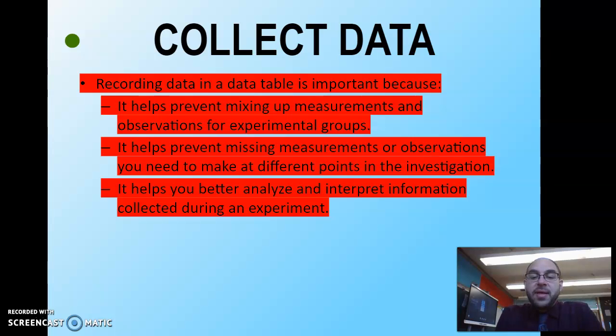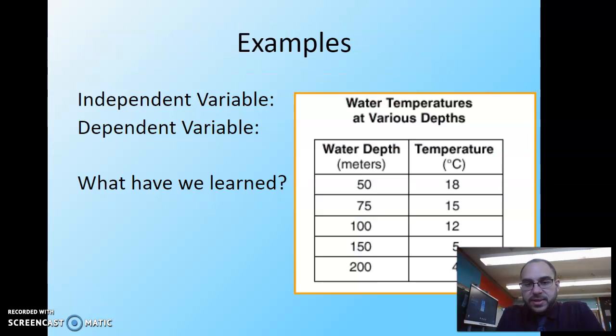You'll know everything that you need to collect because it's going to be there available with the spaces to put into your chart. And then lastly, it helps you to analyze and interpret information better during an experiment, which is something that we're going to be talking about in terms of analyzing and making conclusions based off of our data, okay? Analyzing and interpreting the data, making conclusions based off of our analysis. So now we're just going to look at a couple of charts. We're going to talk about what's the independent variable, what's the dependent variable, and lastly, what are we getting from these charts? A little bit of analysis, okay?